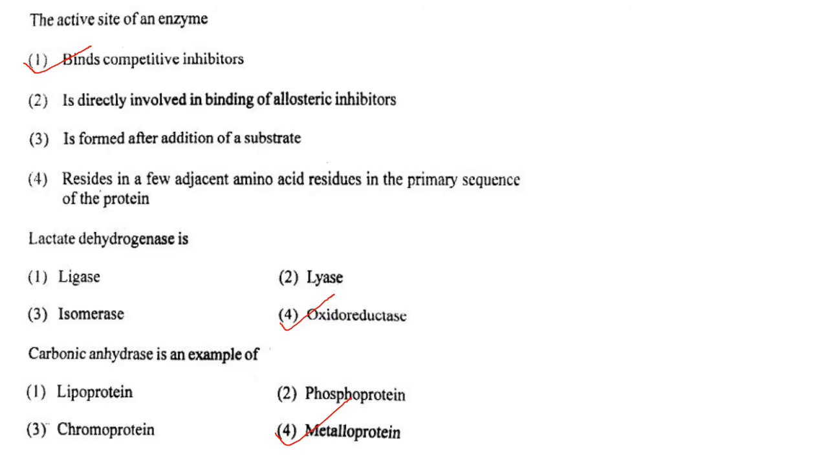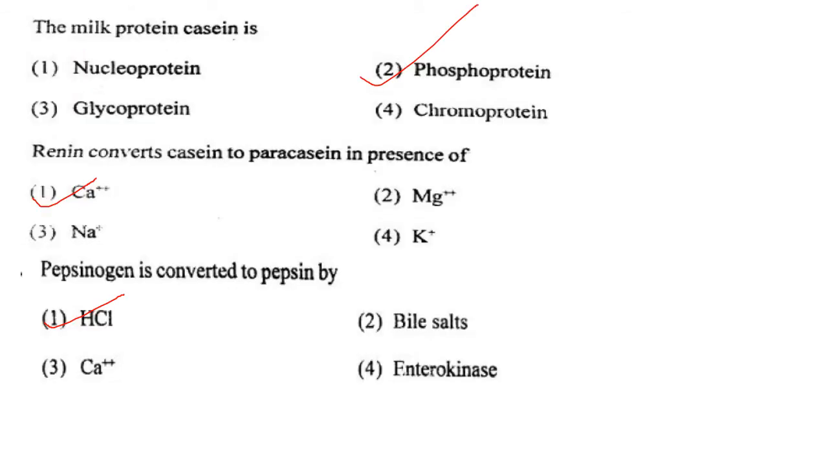Next one. Carbonic anhydrase is an example of option 1, lipoprotein, 2, phosphoprotein, 3, chromoprotein, 4, metalloprotein. Answer is option 4, metalloprotein. Next one. The milk protein casein is option 1, nucleoprotein, 2, phosphoprotein, 3, glycoprotein, 4, chromoprotein. Answer is option 2, phosphoprotein.